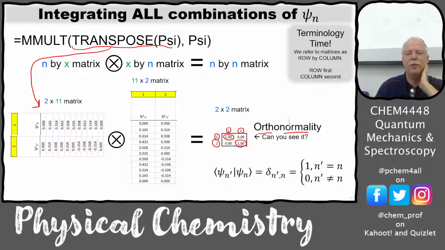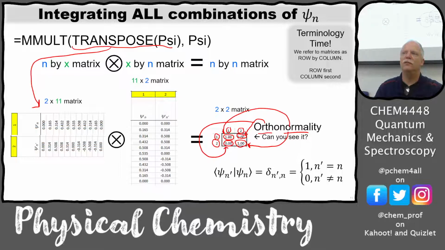So that's the normality piece right there. And the ortho piece is right here on the off diagonals. So I have wave function 1 times wave function 2, and I get 0. And wave function 2 times wave function 1, I get 0. So it's commutative. It doesn't matter which wave function is first and which one's second. And so that's what we mean by the Kronecker delta. It's 1 if n prime equals n, and it's 0 if n prime doesn't equal n. So we can see the Kronecker delta right there in that matrix.